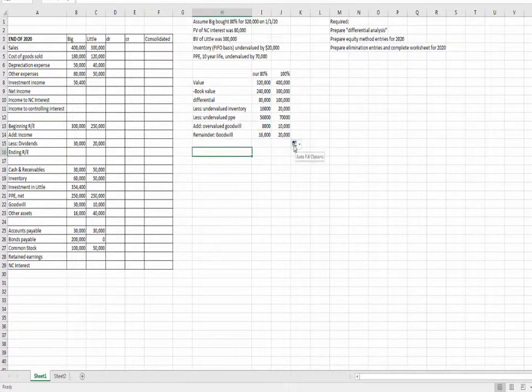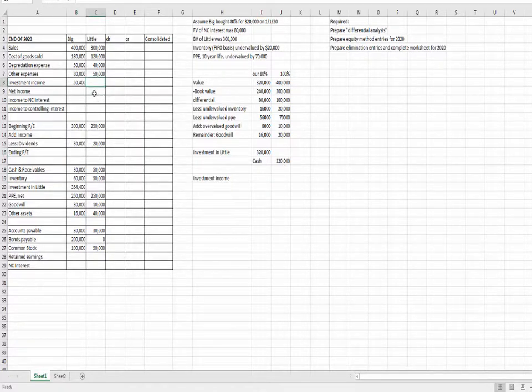Okay, let's go ahead and do our equity method entries. Equity method entries, we're going to acquire our investment for $320,000. And now we're going to have income, dividends, amortization. Investment income.